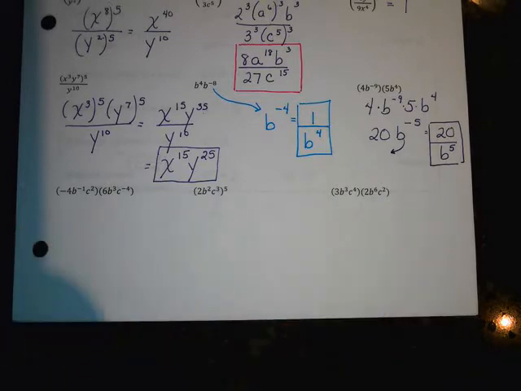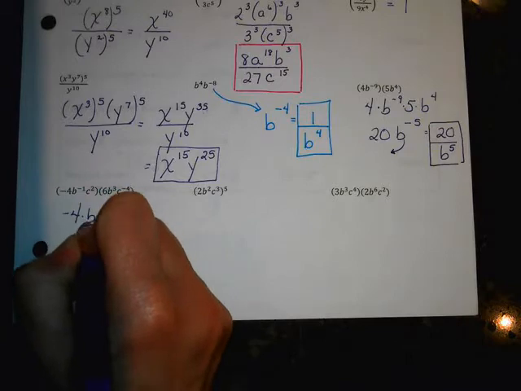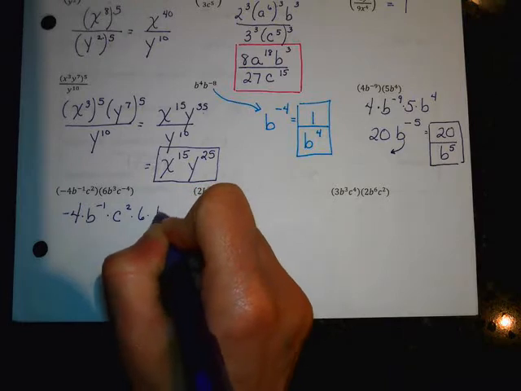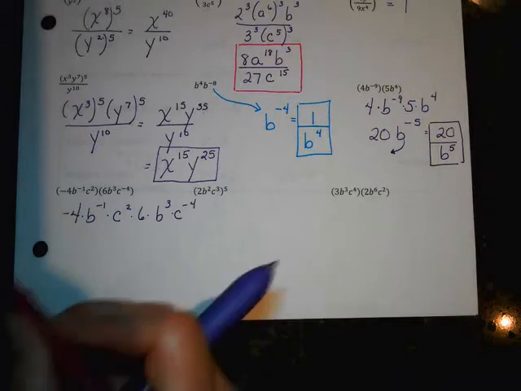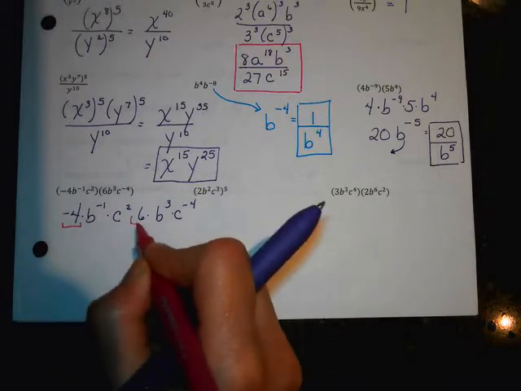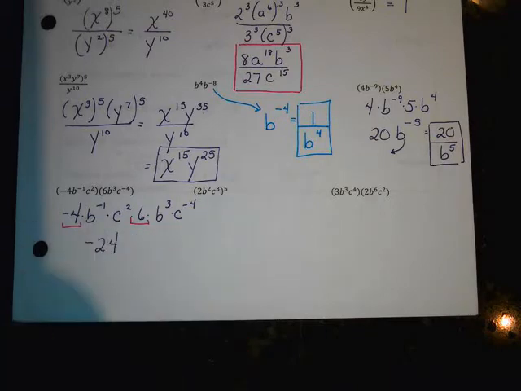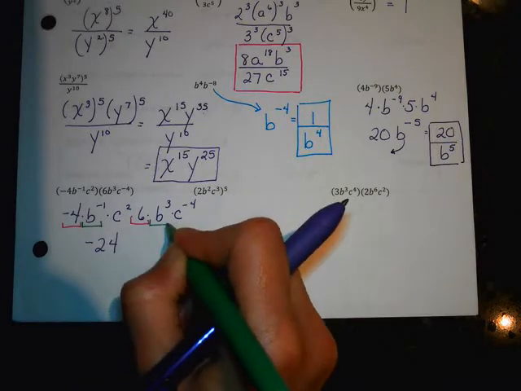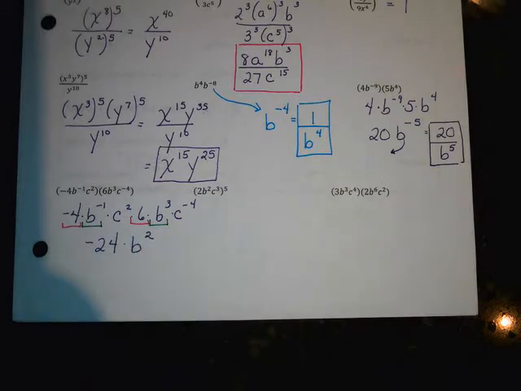All right. We've got negative 4 times b to the negative 1 times c squared times 6 times b to the third times c to the negative 4. All right, let's do the numbers first. Here we go. Let's take care of those. So that's negative 24. All right, let's check out the b's now. We have b to the negative 1 times b to the third. When you're multiplying like bases, you keep the base and you add the powers. Right? Negative 1 plus 3 is 2.